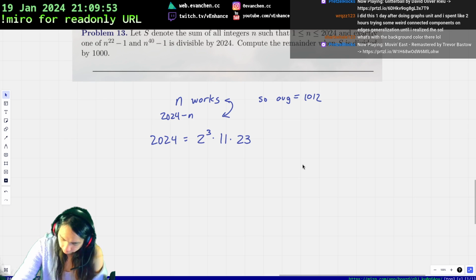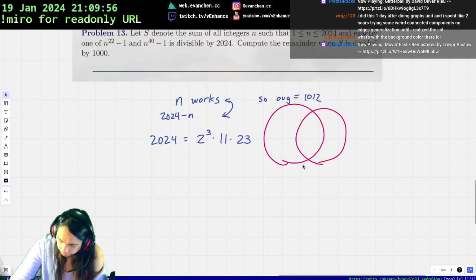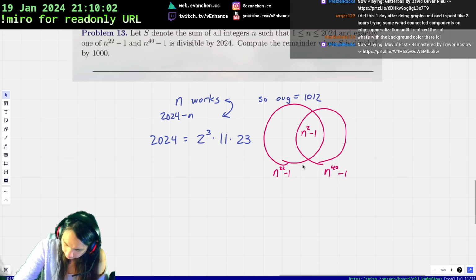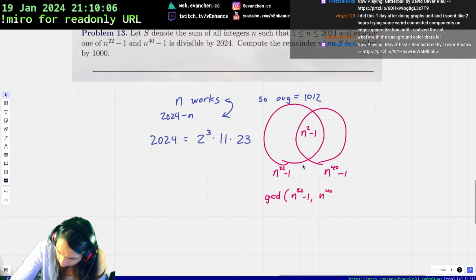Well, the other thing I want to do is set up the Venn diagram. So, this is n to the 22 minus 1, this is n to the 40 minus 1. The overlap is n squared minus 1, because the GCD of n to the 22 minus 1 and n to the 40 minus 1 is n to the GCD of 22 and 40, minus 1, which equals n squared minus 1.